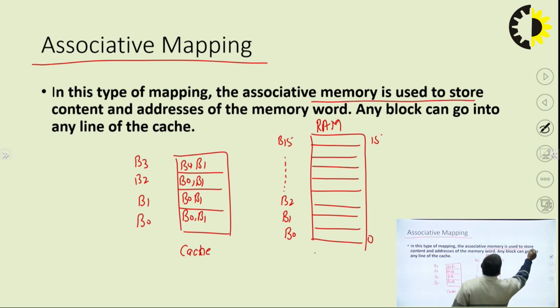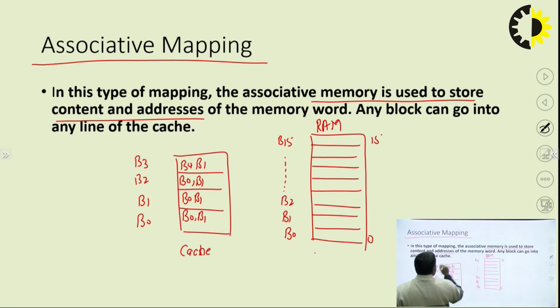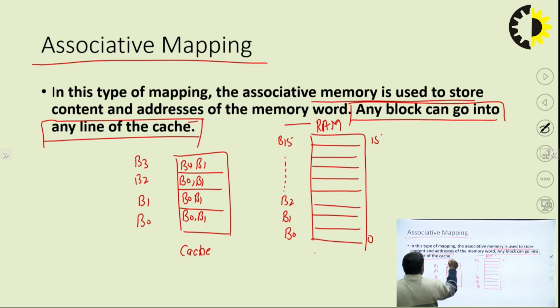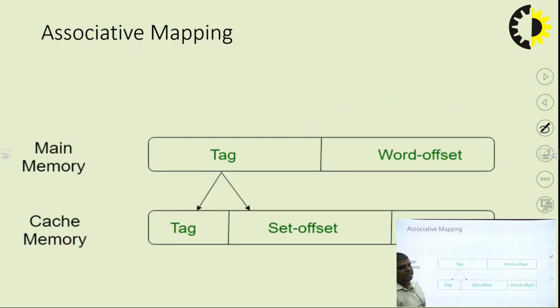The memory is used to store the content of the address and the memory word. Any block can go to any line number of the cache. This is the main algorithm of our cache associative mapping. Any block can go into any line or block; both are the same definition.